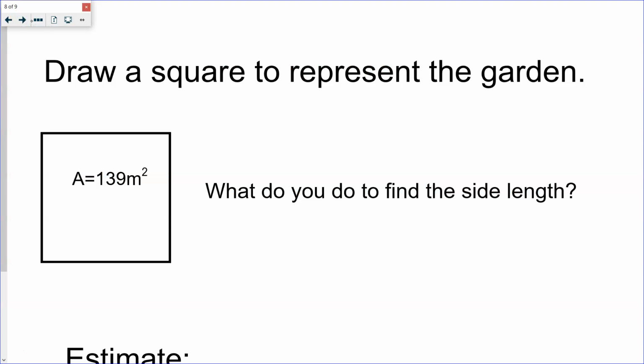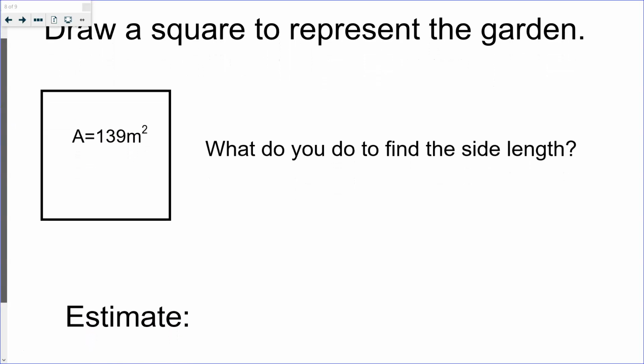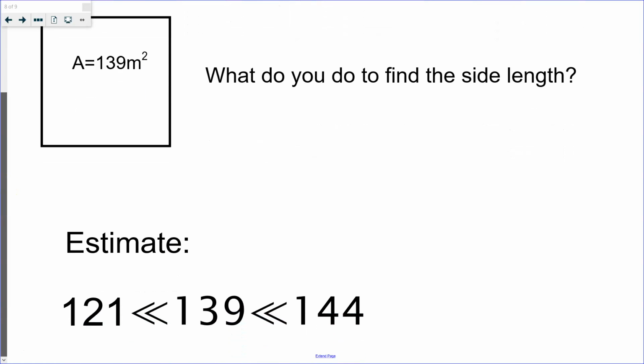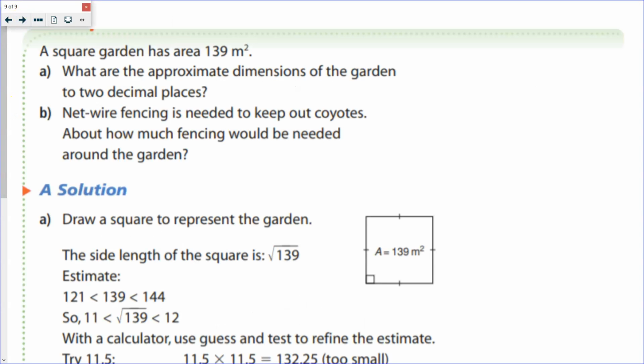First of all, draw a square to represent the garden. Anytime you can draw a diagram, do that. Okay, we're showing the area is 139 meters squared. That's all this inside. And we know from our first lesson on square roots that in order to find the sides, you would take the square root of 139. It's not a perfect square, so that's where our estimating comes in. Here you can see that 139 falls between 121 and 144. 121 is 11 squared, 144 is 12 squared, so it's going to be 11 decimal something. And they've asked us to find it to 2 decimal places. So here is what this will look like.